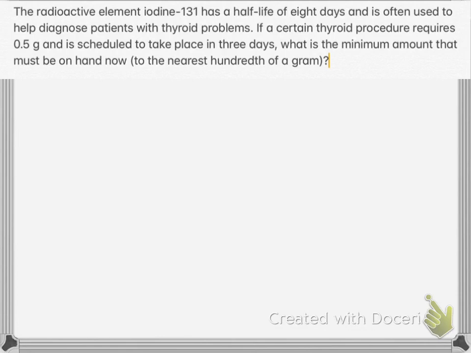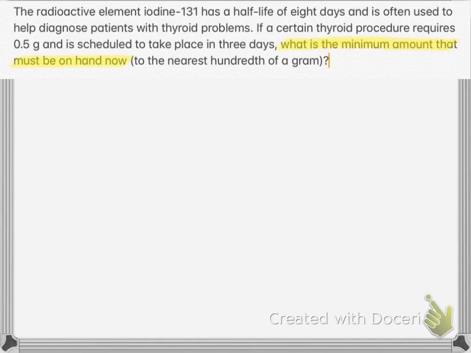So because this is a half-life problem, we know the amount of iodine is decaying exponentially. So this is exponential decay. But what's different about this problem is it's asking us to find what is the minimum amount that must be on hand now, which means we don't know the initial amount.